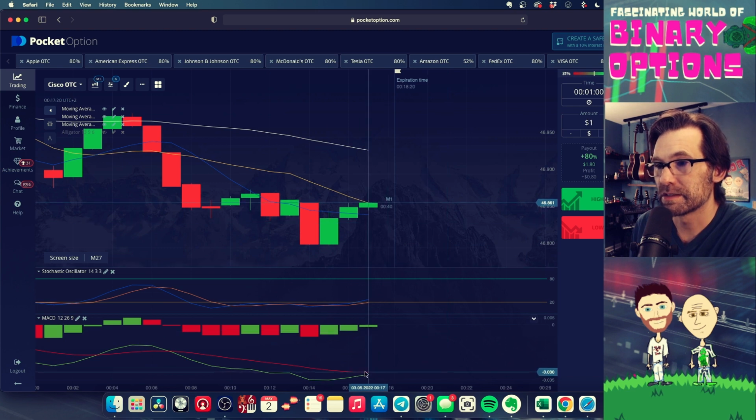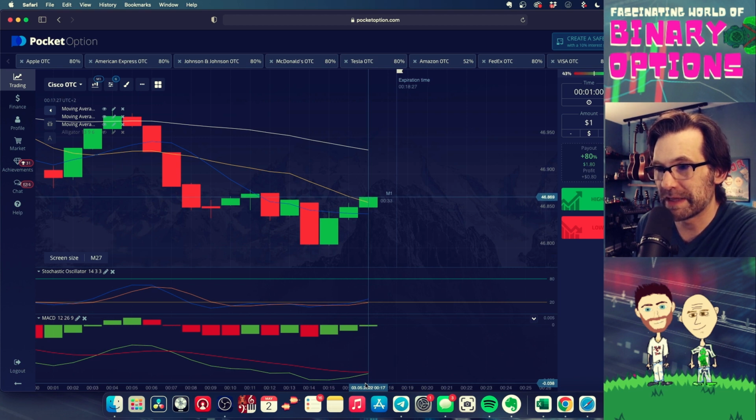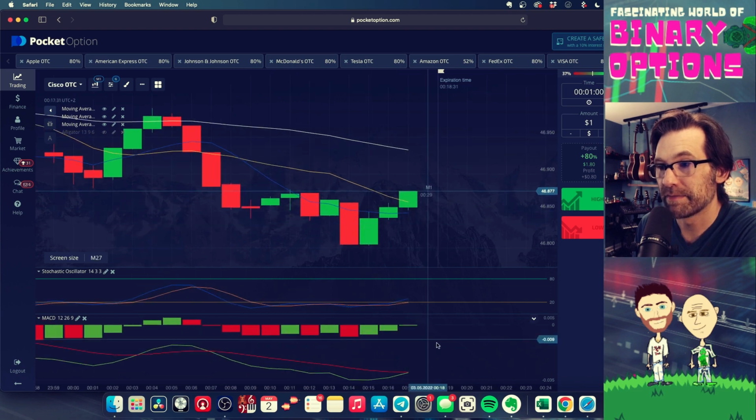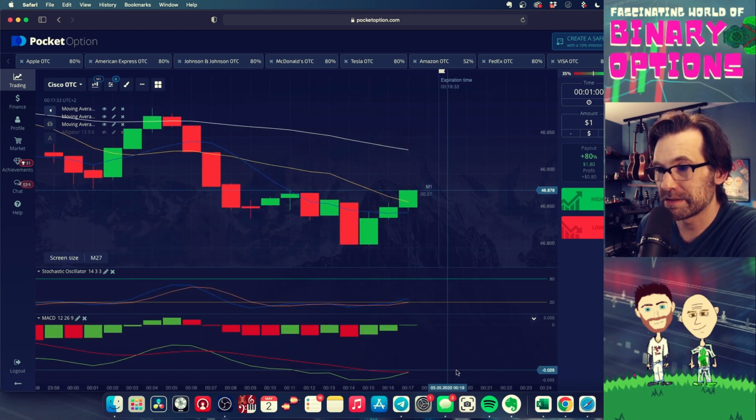Here's Cisco. Cisco looks like it could be a confirmed double cross. In 30 seconds we're going to see if this is a confirmed cross. Now this could be heading up to the white line. It looks like it's starting to kiss. They're touching right now, so they're getting in position to double cross.